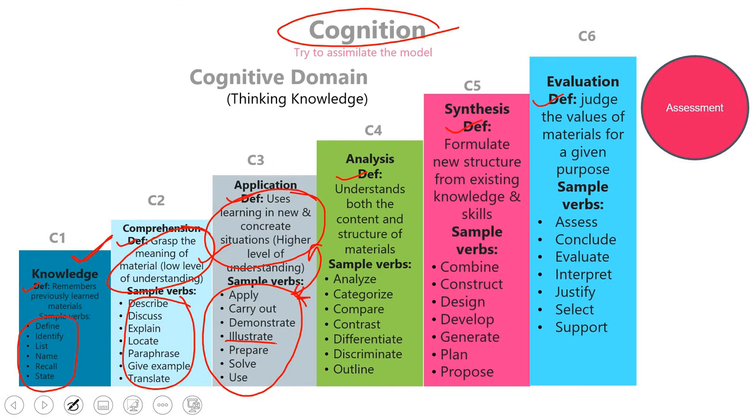Similarly, analysis. In the category of C4, the level of analysis, the definition is best rephrased as: analysis means the student or graduate can understand both the content and the structure of the material. So it is ahead of application. Here the words analyze, categorize, compare and contrast, differentiate, and discriminate are there. Why? If he knows the application, then he can compare and contrast and differentiate.